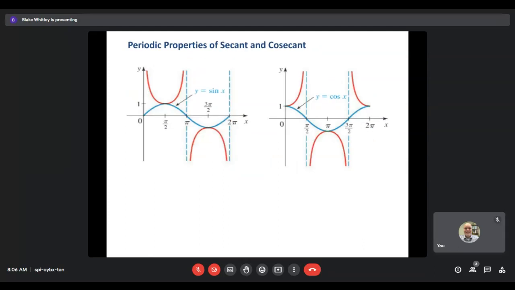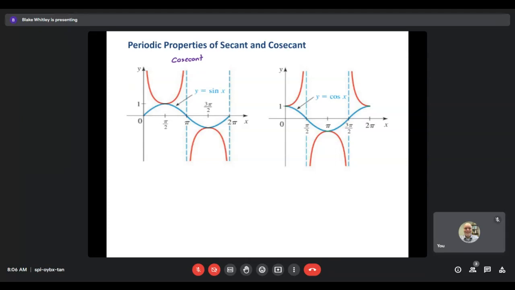Now, our cosecant and secant graphs. This first one here is going to be our cosecant. Remember, cosecant is the reciprocal of sine. And so they actually sketch the graph of your sine function in blue here. The red itself is the cosecant graph. So just understand that when you're graphing these, we don't graph the blue part. We're only graphing the red part. They're just showing you the relationship between sine and cosecant.